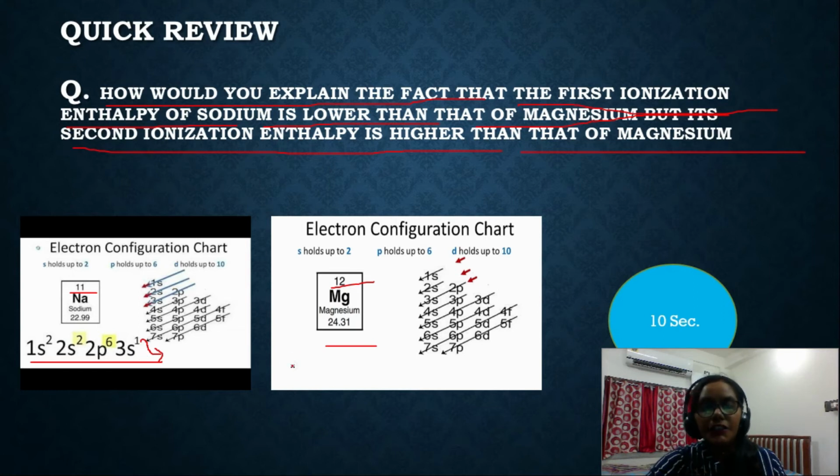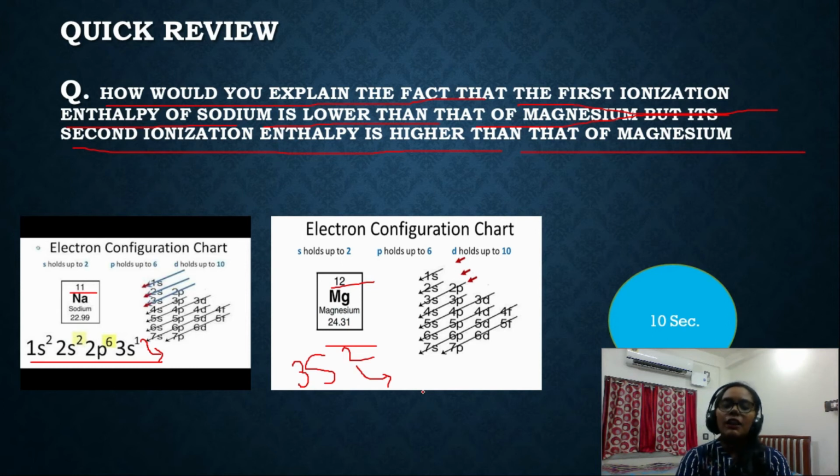For magnesium, we have 3s2. So the s orbital is already fulfilled. From this, one electron removal is very difficult. That is why the first ionization energy of magnesium will be higher than sodium.